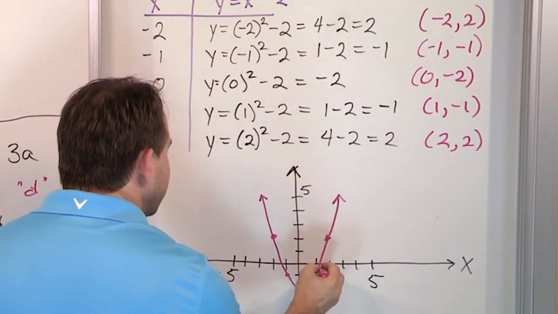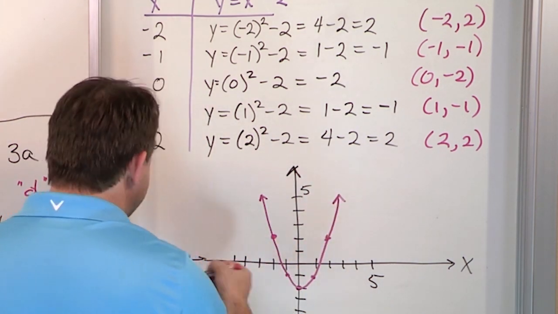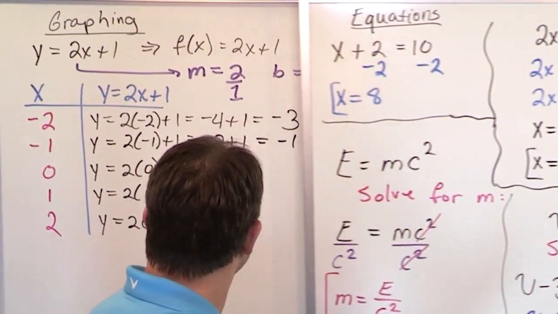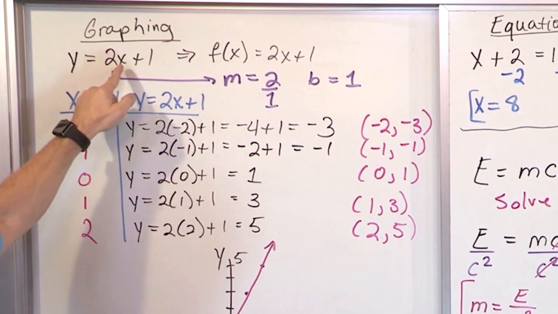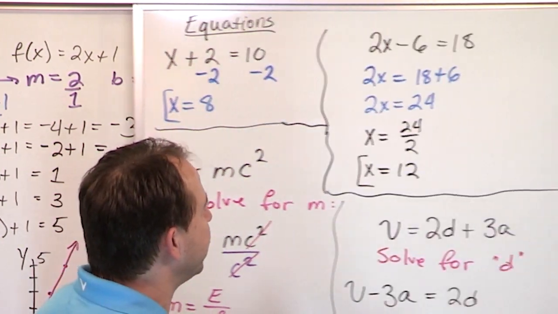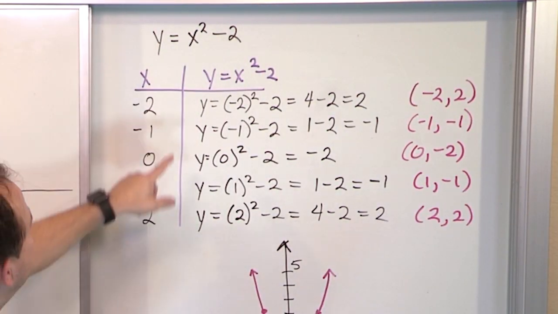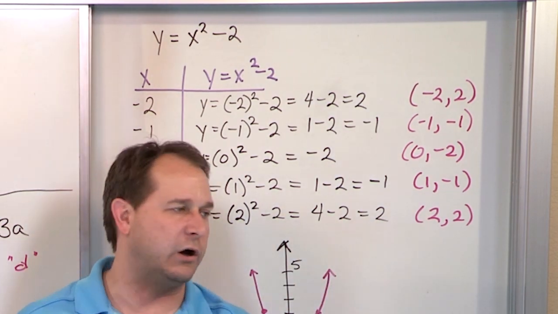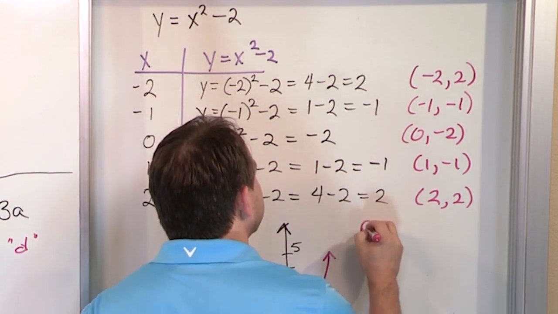So here are the points here. So this is not a line, it's a parabola. Anytime you have an equation that looks like some number times x plus a number, mx plus b is what we call it, that's always a line. Anytime you have an equation with an x squared in it, it's always going to look like this. This is called a parabola.